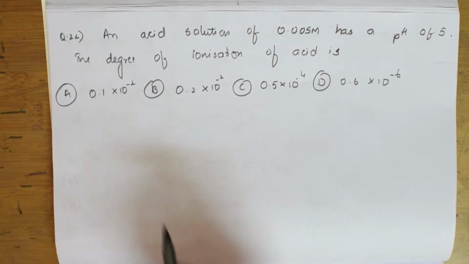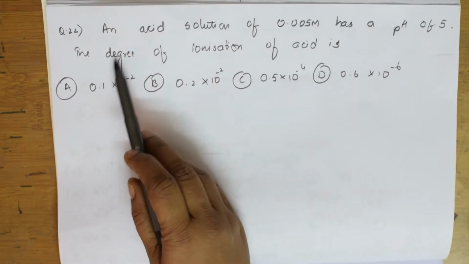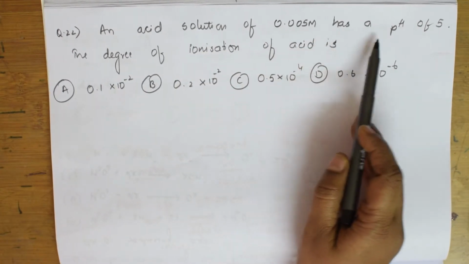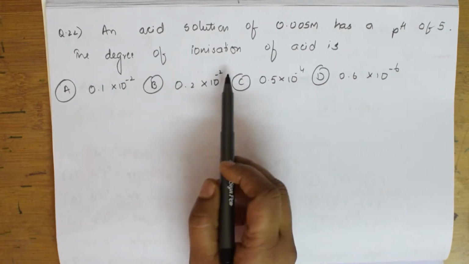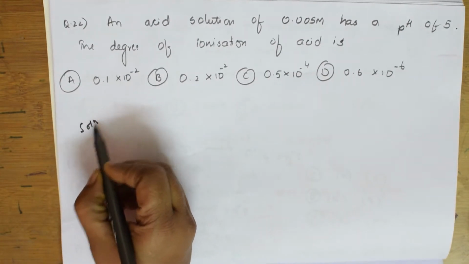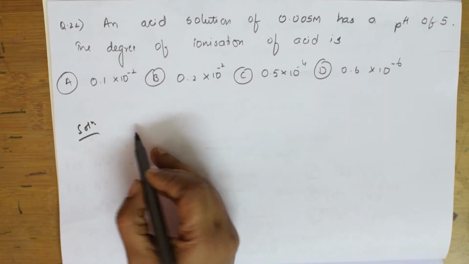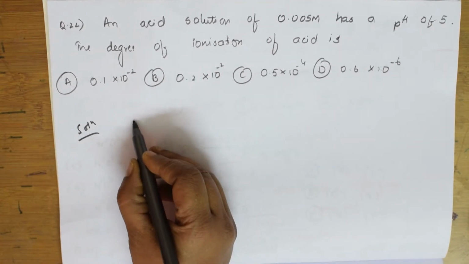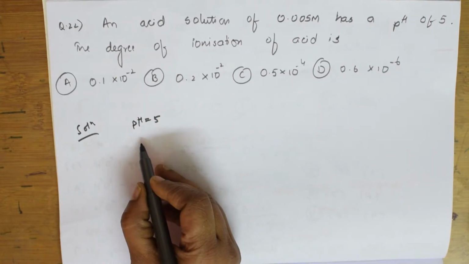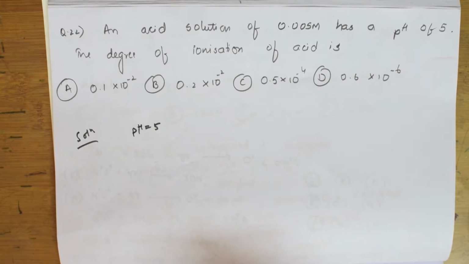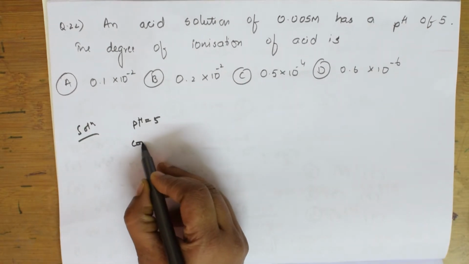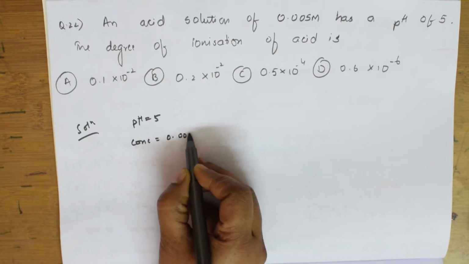Let's start off. So here in this particular question, they've given us an acid solution of 0.005 molar that has a pH of 5. The degree of ionization of acid is what? Basically, we have to find out, or let us see what is given to us in the exam. First, let us note it. Now, pH is given. How much is given? 5. The concentration given to us is 0.005 molar.